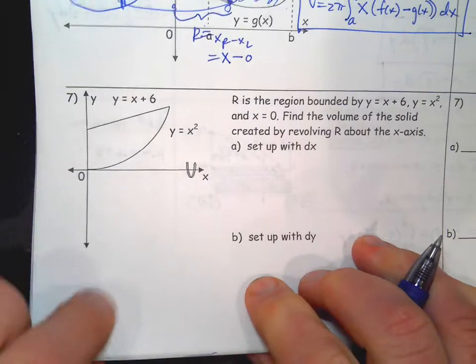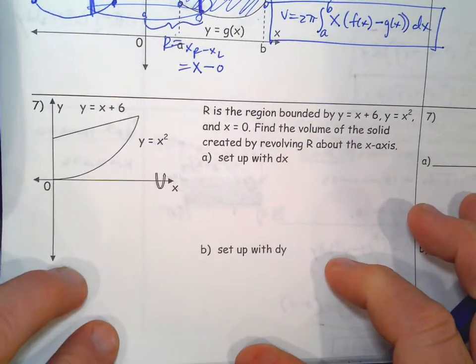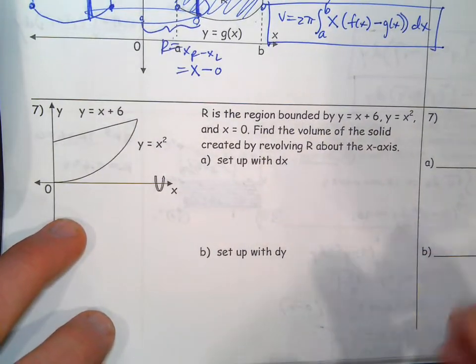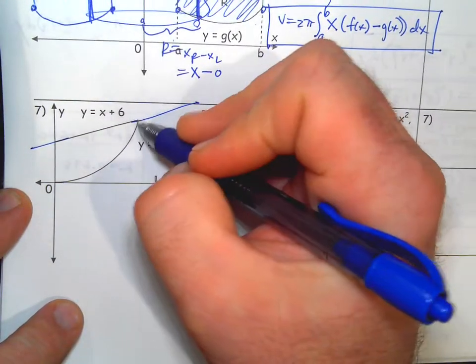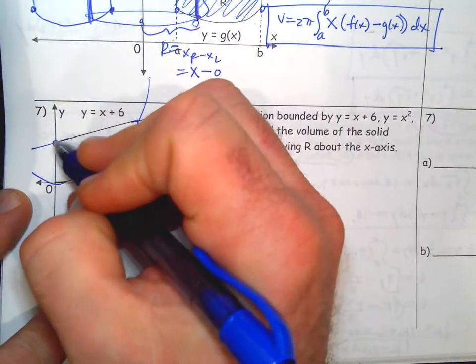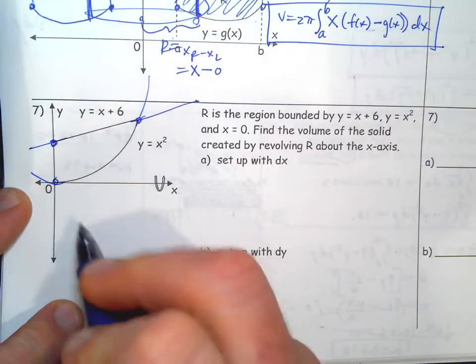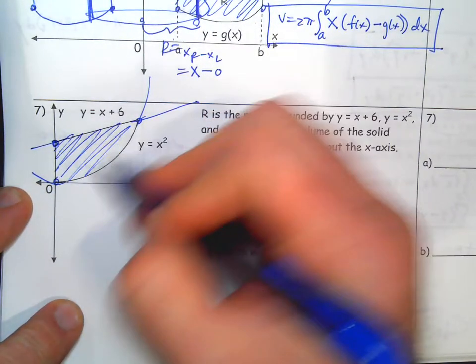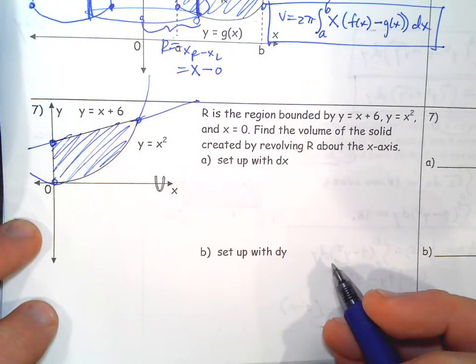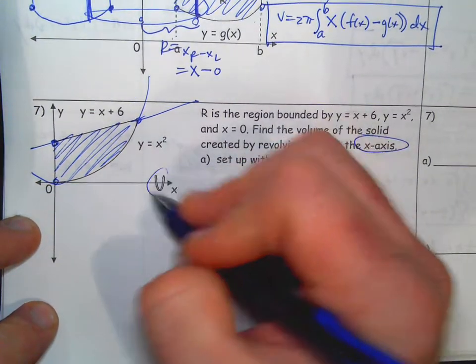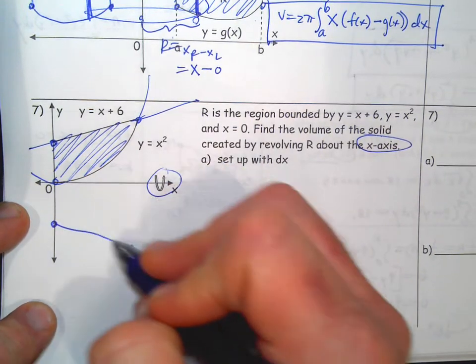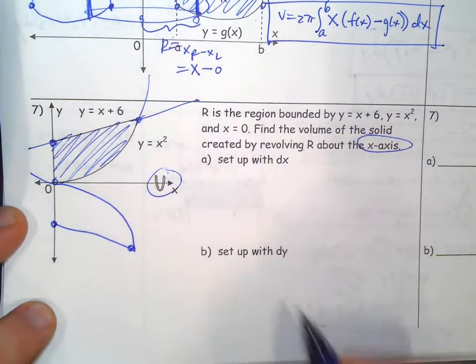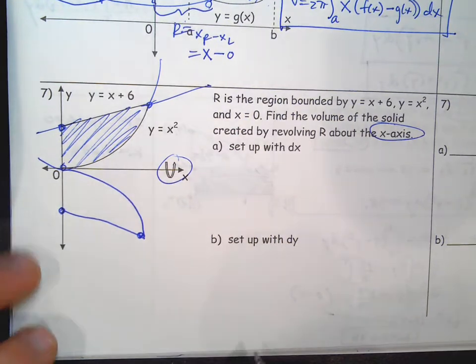All right, now for one with some real numbers. R is a region bounded by y equals x plus 6, so that's a line, y equals x squared, that's a parabola, so this is the region, and x equals 0. It's going to be revolved around the x-axis. So I'm going to try and draw sort of the mirror image of it, just to get a better view of it, make better slices.